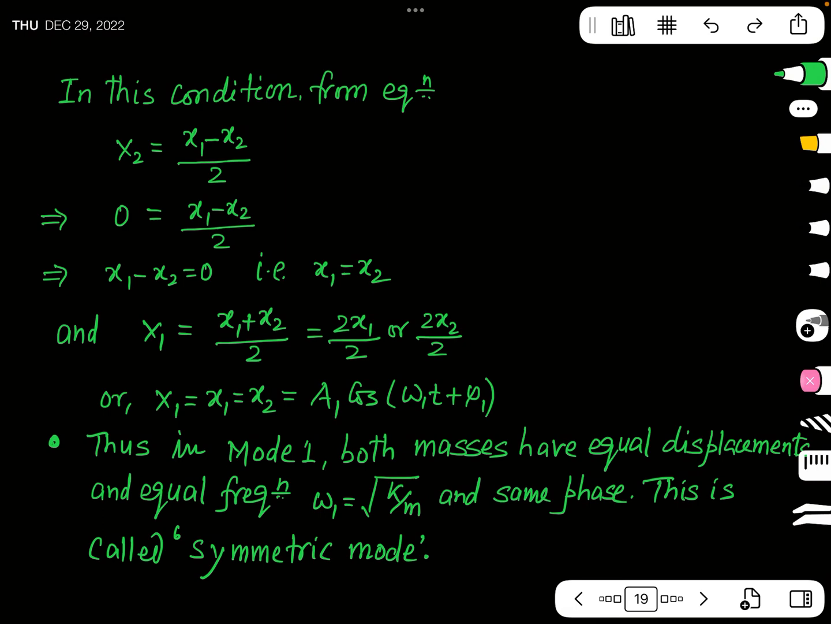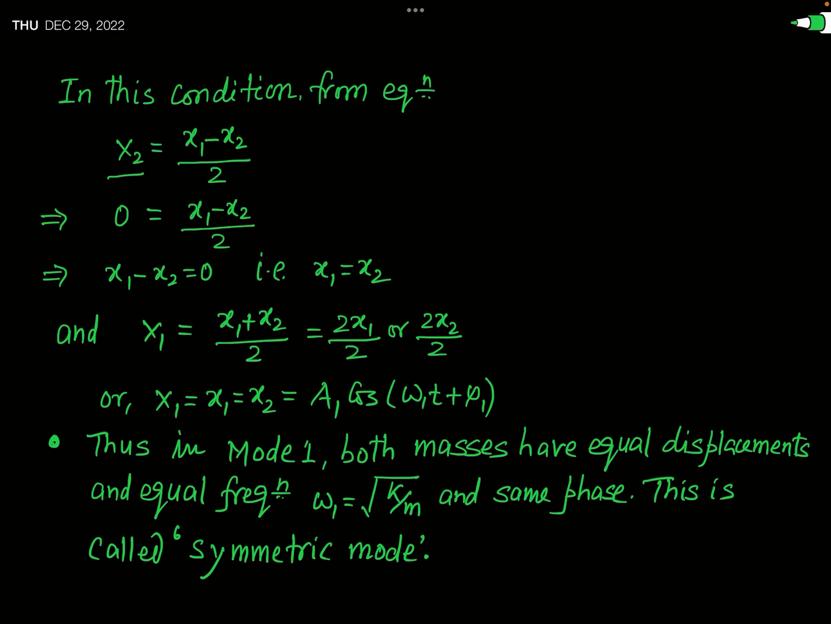As you know, we have defined this capital X2 as small x1 minus small x2 divided by 2. Okay? Can you remember? We have defined it. But here we have considered that capital X2 is 0. So you can write 0 equal to (x1 minus x2) divided by 2. And so x1 minus x2 is equal to 0, which means x1 is equal to x2. Okay? So in this condition, x1 and x2 are both equal. It means the displacement of the two masses will be equal and in the same direction.